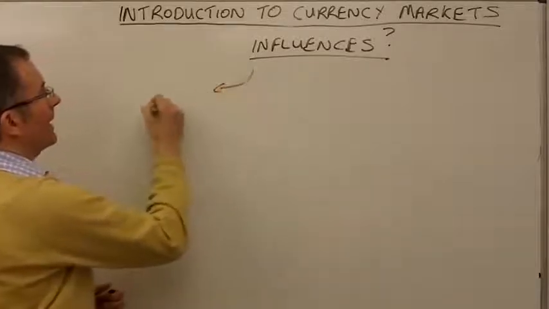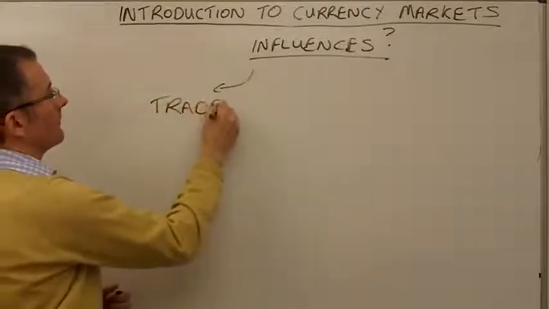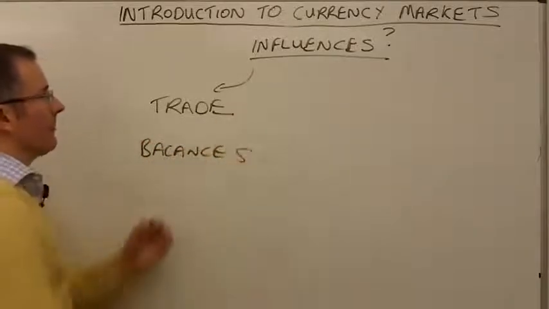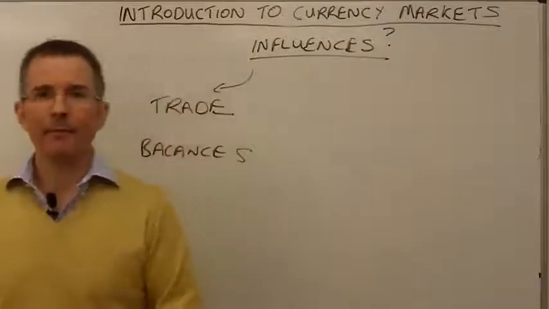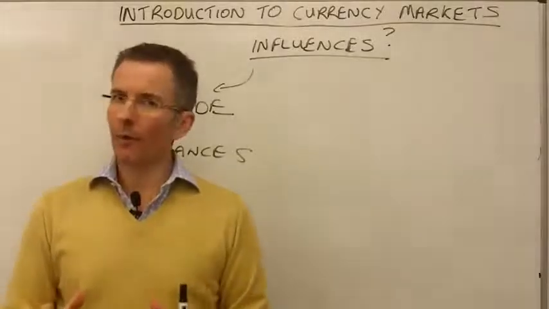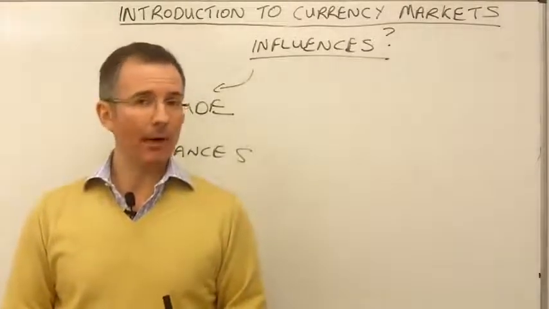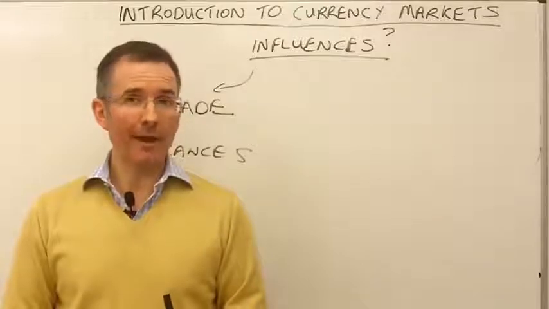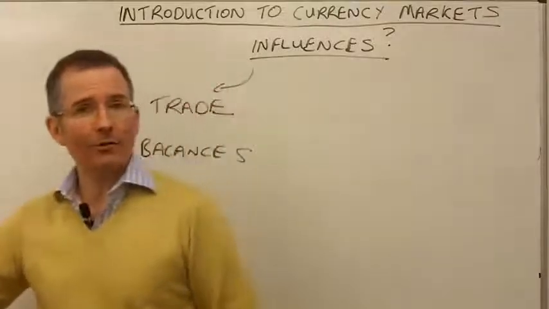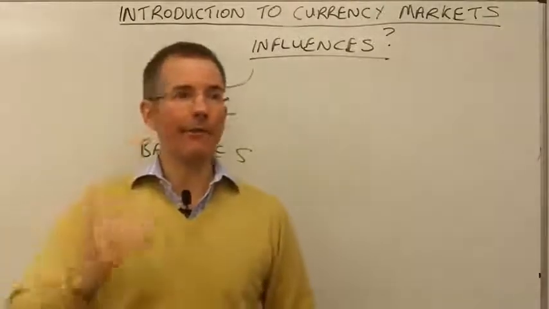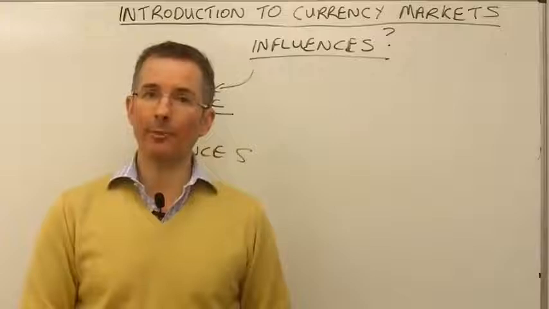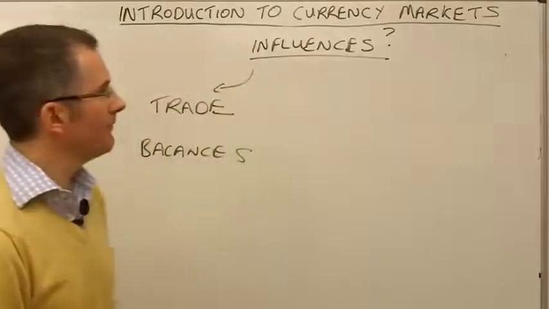Number one, trade. Or you could even say trade balances. Countries trade with each other and they build up trade surpluses or deficits. To cut to the chase on this one, if lots of people want to buy American stuff, they need dollars to pay for it. So demand for a country's goods and services will tend to drive demand for its currency as well. And that tends to suggest that a successful economy will have a strong currency. And that's broadly speaking true. So that's one influence.